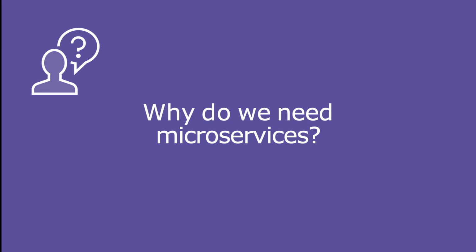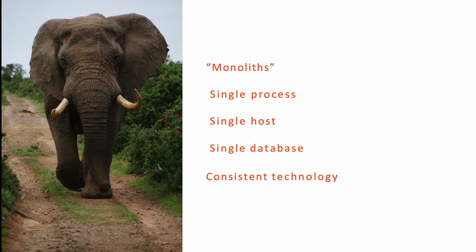Let's start with the monolith. What do we use in our application to build our project? The monolith means that we have a single process with a single host, a single database, and consistent technology. That means that the whole project will be built in a single bundle and it will run in a single process. And maybe the whole application will be deployed on a single host. And even if we need to scale the application, the whole bundle will be deployed on another server.